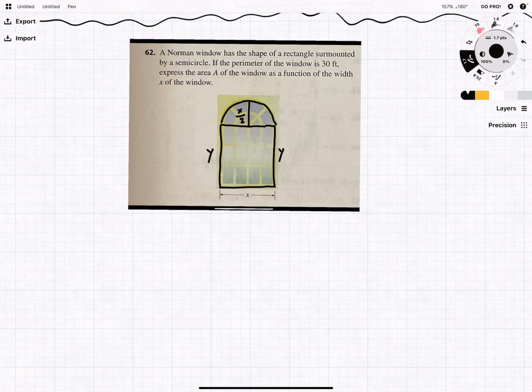Another thing that they tell us is that the whole perimeter is 30 feet. So perimeter is 30 feet. And what do we want? That's another good thing to write down. Or what do we need, or anything like that. We need area, abbreviated as A, area A, as a function of width x.